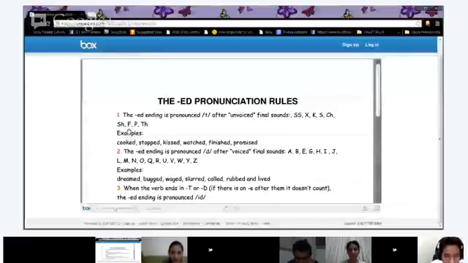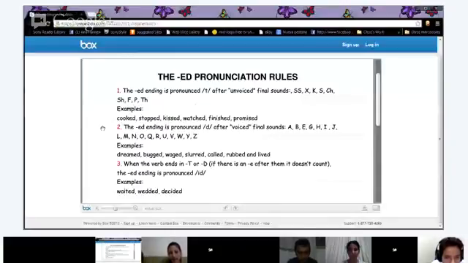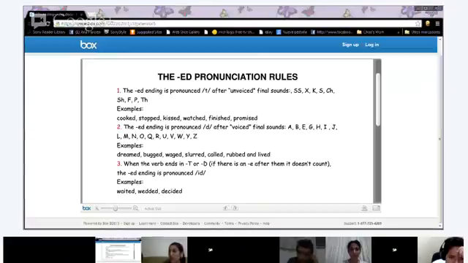Okay, so let's go ahead and take a look at rule number 2. And this is going to be for Zakaria. Let me have you read number 2, please. Rule number 2. The ed ending is pronounced D after vowels and voiced final sounds: A, B, E, G, H, I, J, L, M, N, O, Q, R, U, V, W, Y, Z. Examples: dreamed, dug, waged, thrilled, curled, rubbed, lived.